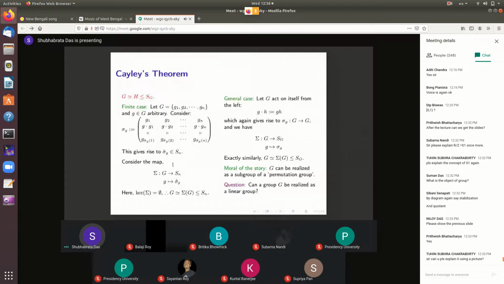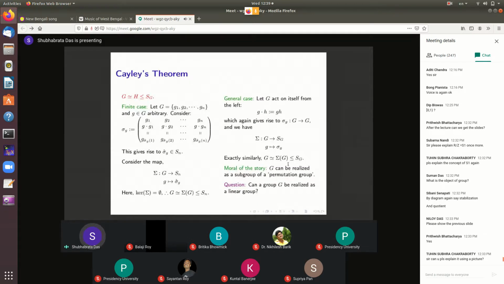So if you take this map from G to Sn, given this way, you can show that this map has trivial kernel, and then you can take the image of this map, and the group is isomorphic to the image, and in that case the group is isomorphic to a subgroup of a permutation group. Essentially the same proof works for the general case as well. What we get from this is that an arbitrary finite group can be seen as a subgroup inside a permutation group.